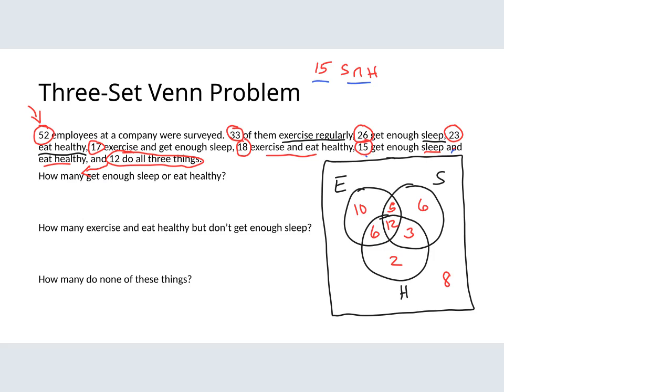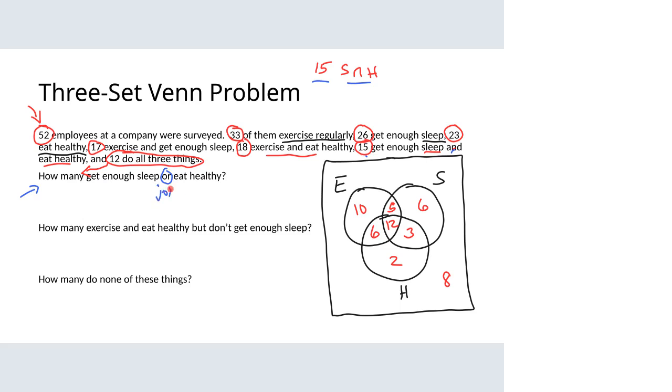All right, let's answer some questions. So the first question says, how many get enough sleep or eat healthy? Or is a very important word. If you like symbols, you can use those to help you here, but you don't have to. How many get enough sleep or eat healthy?